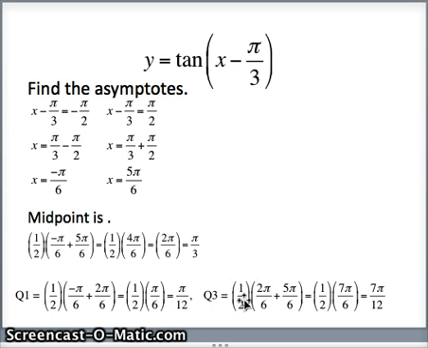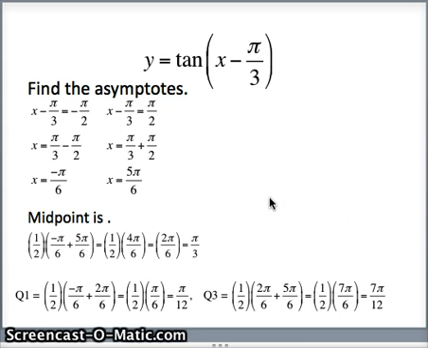To get the third quarter point, I've got to go from midpoint to asymptote. So midpoint pi over 3 to 5 pi over 6, or if you like, 2 pi over 6 to 5 pi over 6, and then take half of that. That's half of 7 pi over 6. That'll give me 7 pi over 12. So I have midpoints, I have asymptotes, I have quarter points. And then we know what the tangent function looks like.